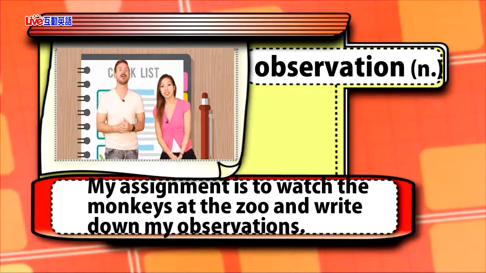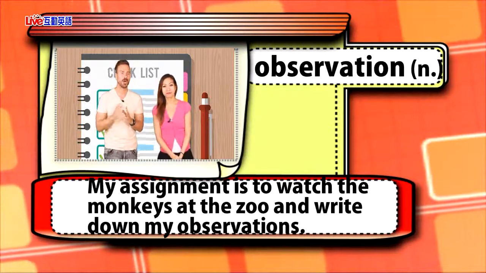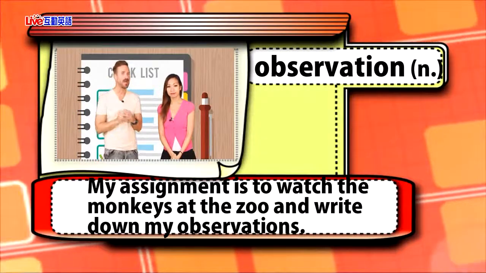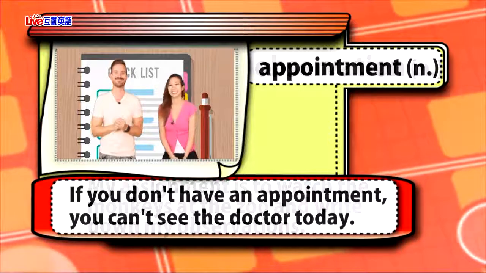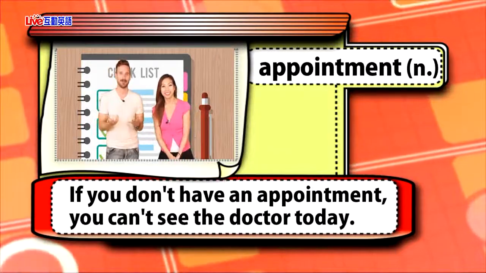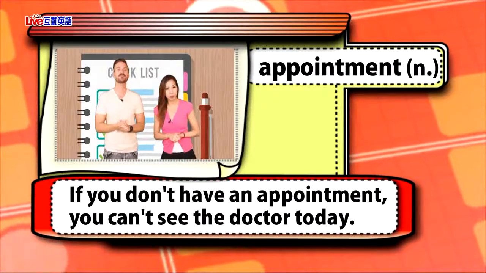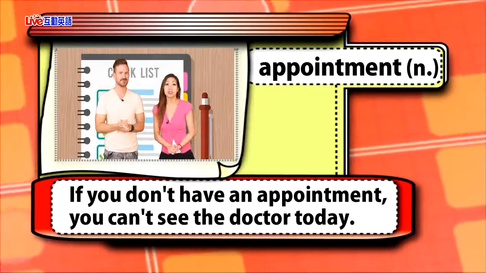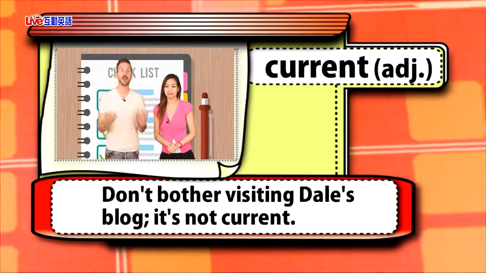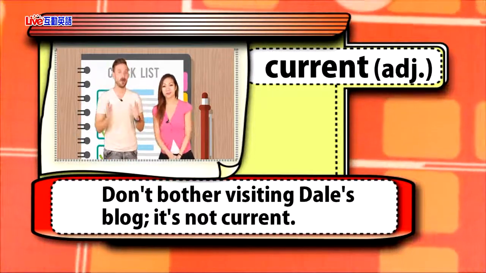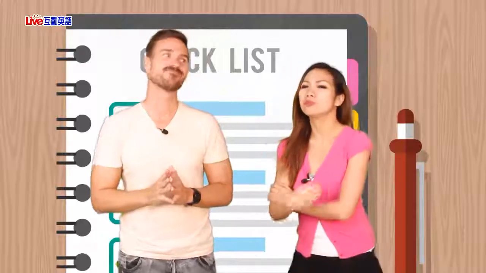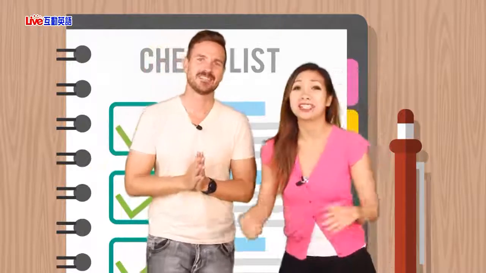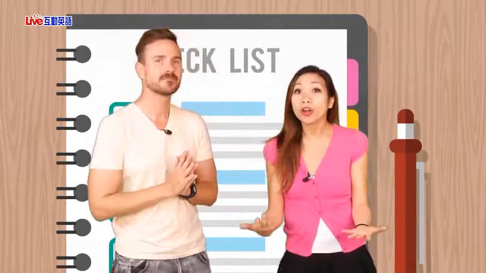Observation. My assignment is to watch the monkeys at the zoo and write down my observations. How interesting. Appointment. If you don't have an appointment, you can't see the doctor today. Current. Don't bother visiting Dale's blog. It's not current. Really? Well, if it's not current, then it's not going to help him to get organized.